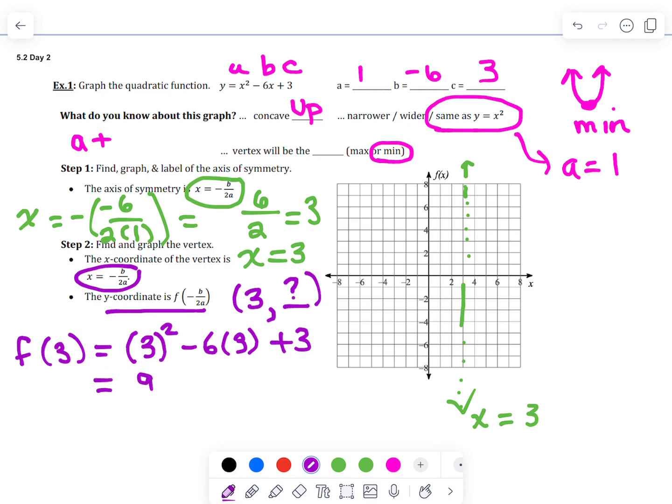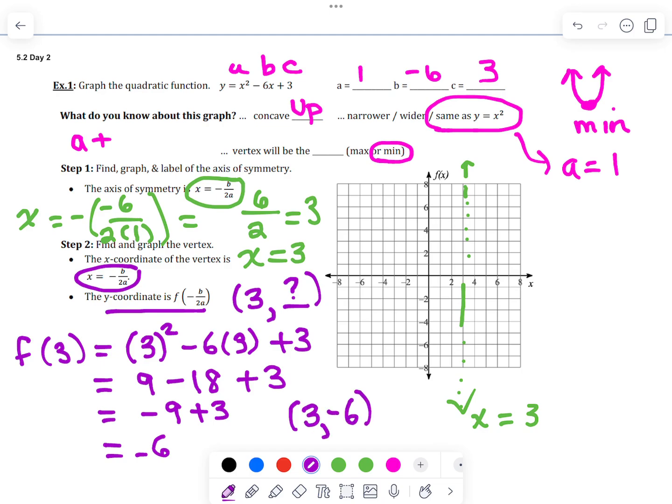So 3 times 3 is 9, negative 6 times 3 is negative 18, and then we add and subtract left to right. So we get negative 9 plus 3 reduces to negative 6. So we do want you to write this vertex as an ordered pair, 3, negative 6. And then let's graph it. So we're going to go right 3 and down 6. This will be the minimum point on the graph.